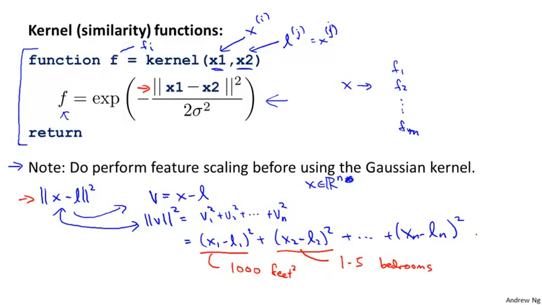And if that's the case, then in this term, those distances will be essentially dominated by the sizes of the houses, and the number of bedrooms will be largely ignored. And so to avoid this, in order to make an SVM work well, perform feature scaling, and that will make sure that the SVM gives a comparable amount of attention to all of your different features, and not just to, in this example, the size of the houses while ignoring the other features.